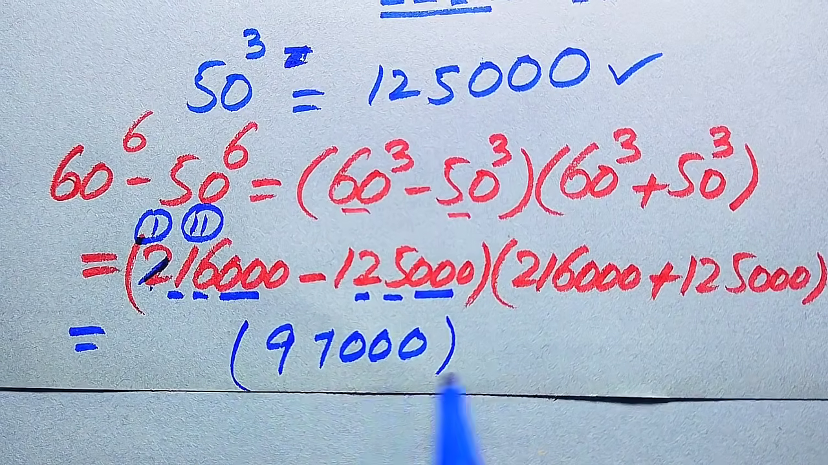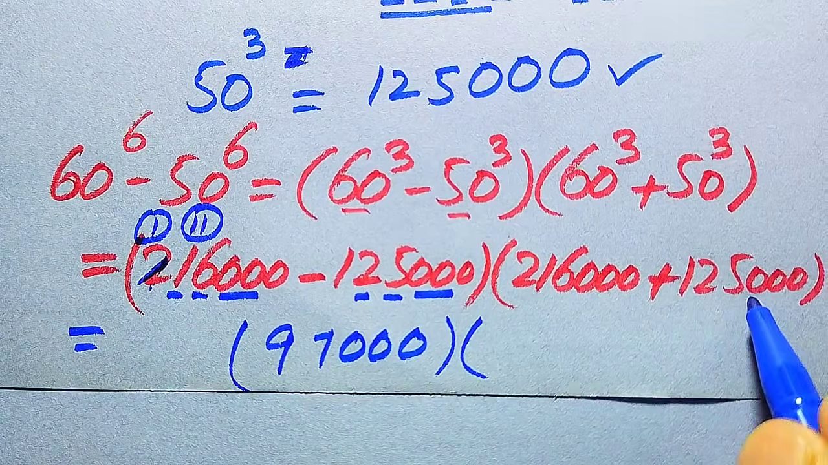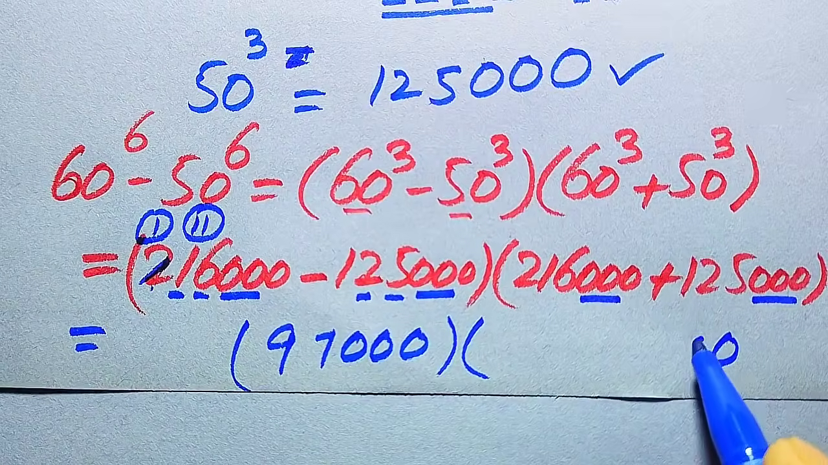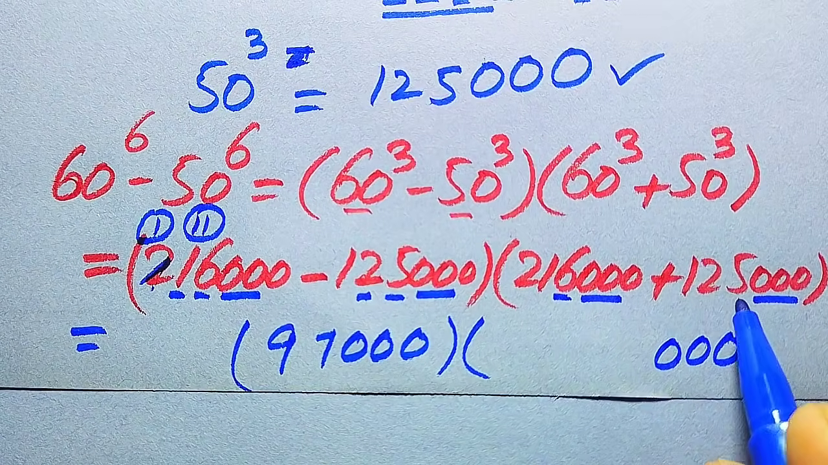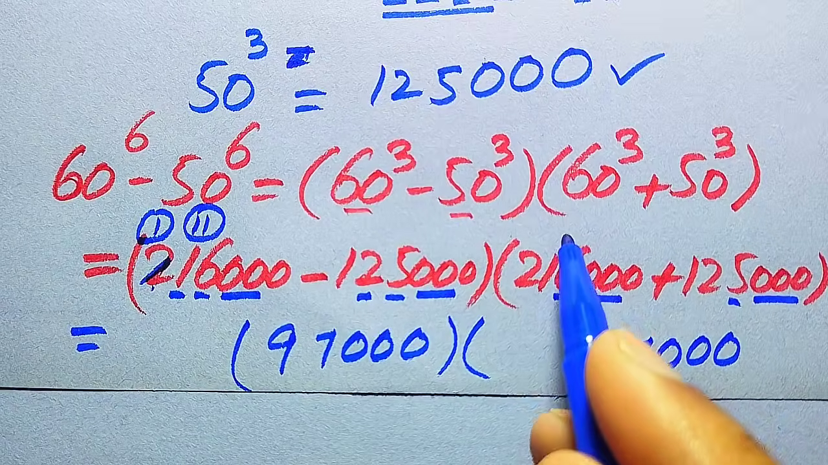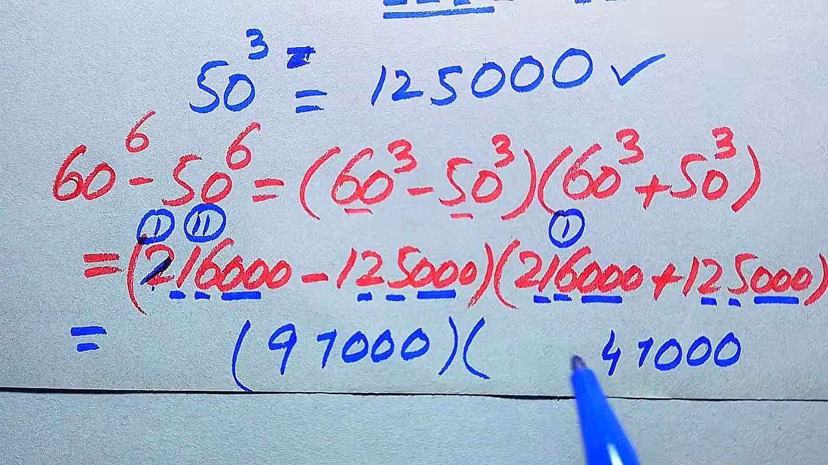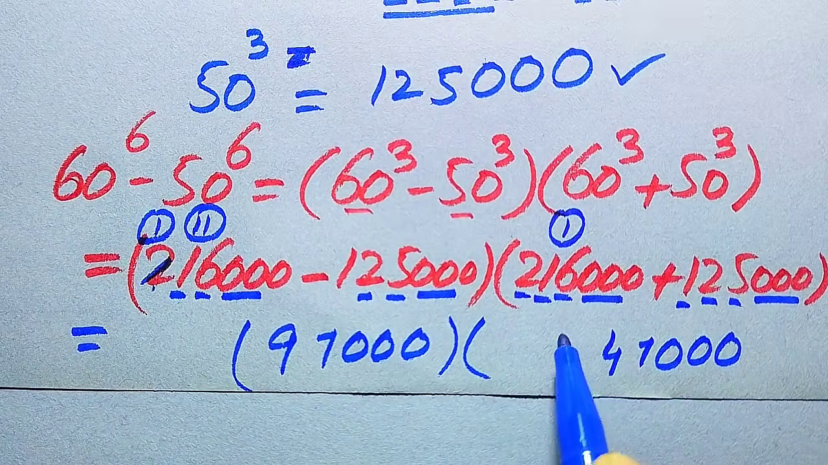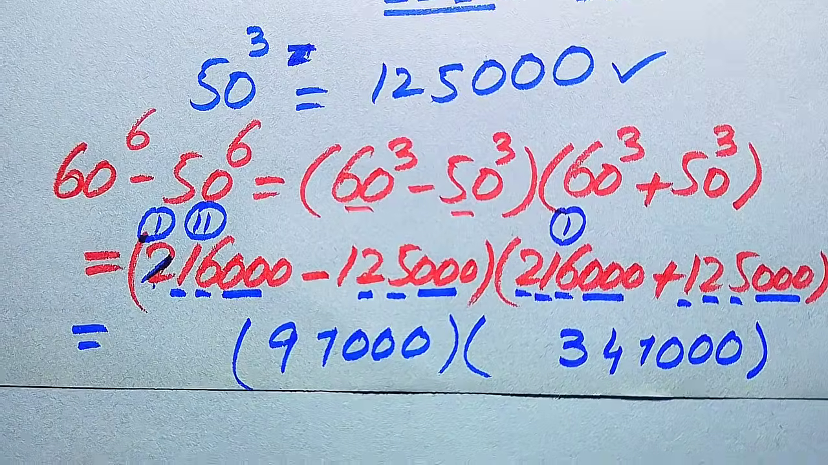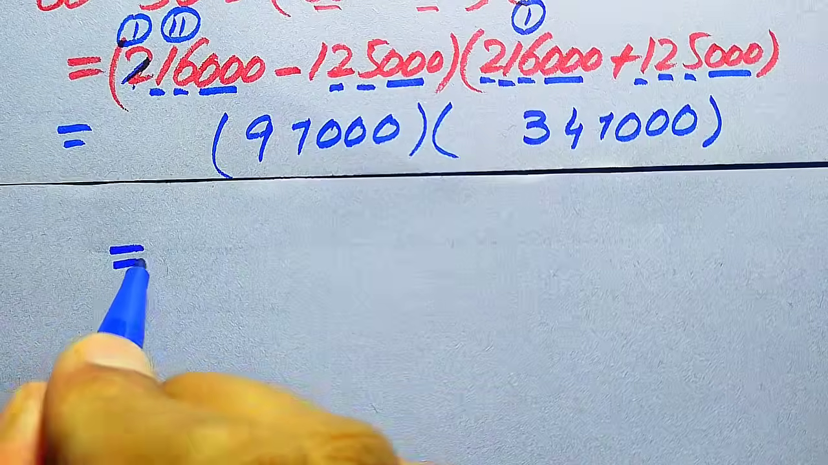This value is multiplied by the sum of both of these two values. These are the three zeros, these are the three zeros. When we add three zeros we get three zeros, and in the next step 6 plus 5 becomes 11. We write 1 and carry 1, so 1 plus 2 is 3, 3 plus 1 is 4, and 2 plus 1 becomes 3, so this is 341,000. Further, in the next step we need to multiply these two bigger numbers without using the calculator.